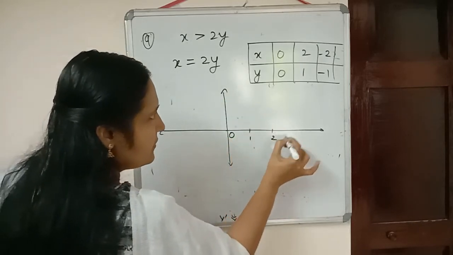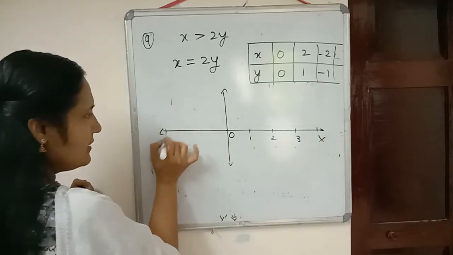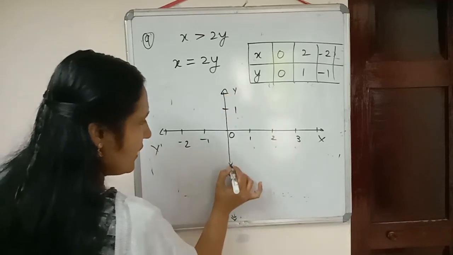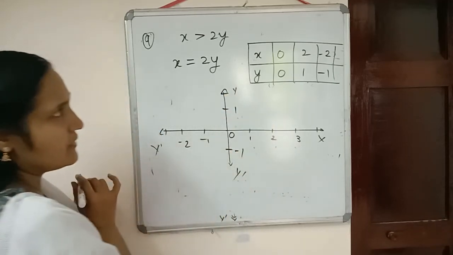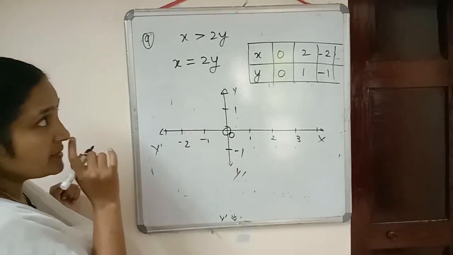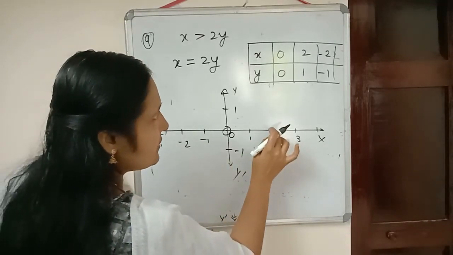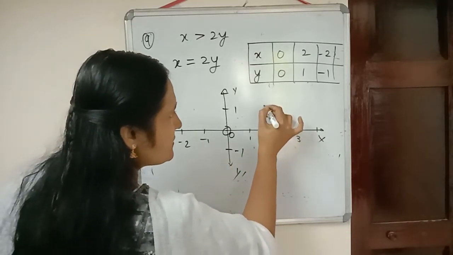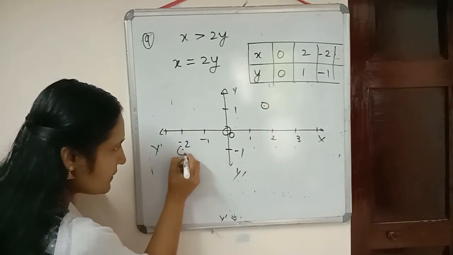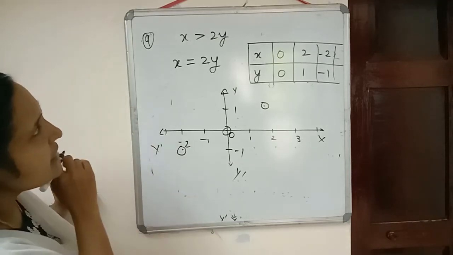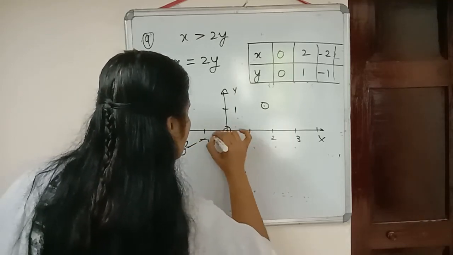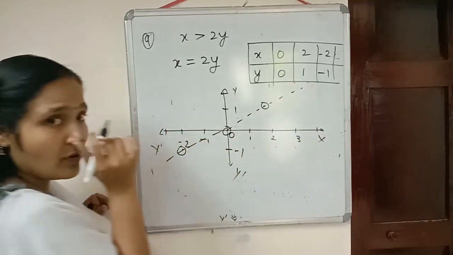0, 1, 2, 3, x. Here you can mark x dash, minus 1, minus 2. Here we have 1, y, y dash, here minus 1. Now the first point is 0, 0. Then next is x is equal to 2 and y is equal to 1, so 2, 1 will be somewhere here. Then x is equal to minus 2 and y is equal to minus 1. The point will be here. Now, it is a strict inequality, so use dotted lines to represent strict inequality. In this way we have drawn the graph.